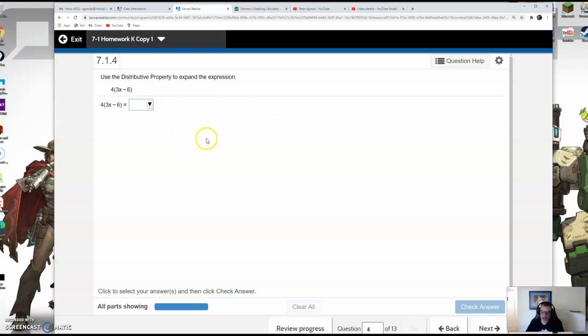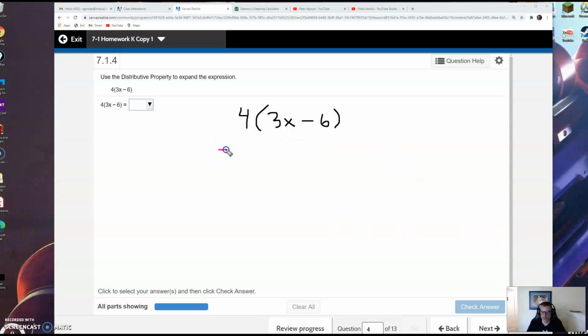All right. Number 4 is a little bit different. Notice that this time I'm multiplying 4 times the quantity 3x minus 6. Notice this time there's a number in front of my x. No worries. We're going to do exactly what we did before.